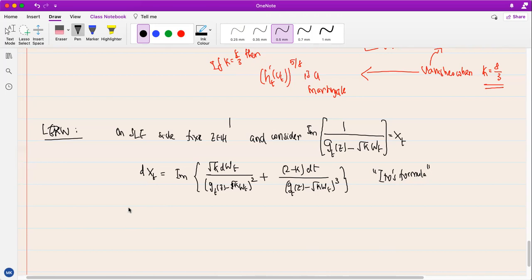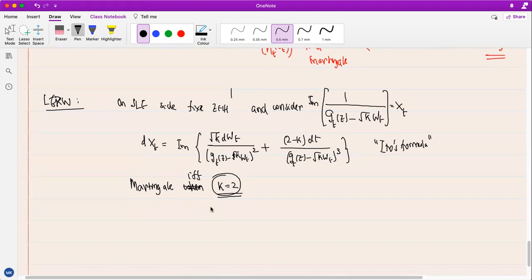Again, this is a martingale if and only if kappa is 2. Okay, so that's how this is going to arise. But what is the relevance of this martingale to the loop erased random walk? So the thing is, I will just give it impressionistically.